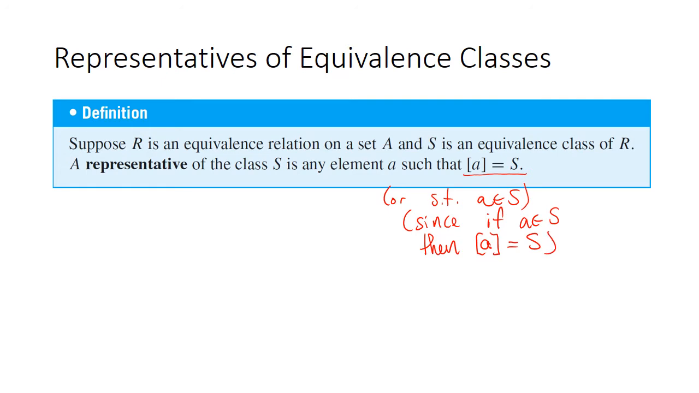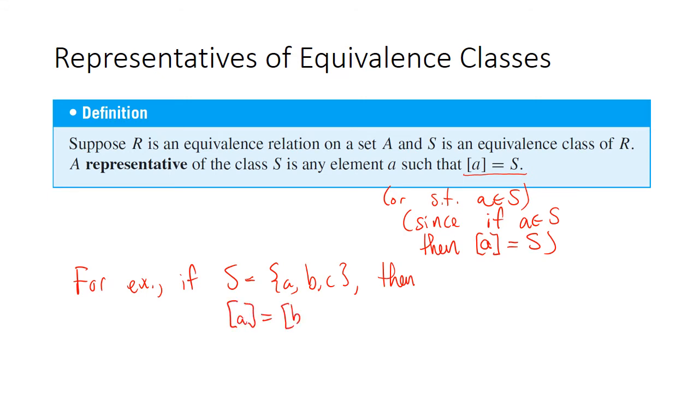Okay. So we can represent these equivalence classes by any of the elements that are in them. Let me just give you another example. I don't know if this is making sense to you or not. So if S was, let's say, {A, B, C}, then we can represent S as bracket A, or as bracket B, or as bracket C. All of those will be equal to S. So we can use any of those three elements to write down the name of the equivalence class.